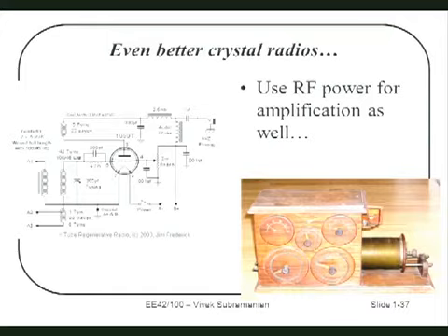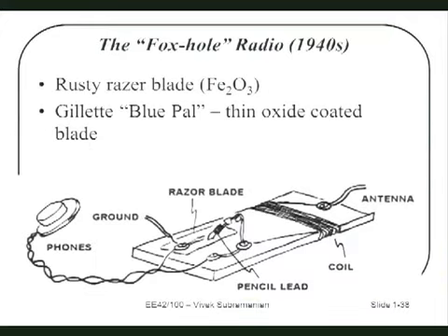Okay, this is that foxhole radio I was mentioning, where in World War I, they would take a rusty razor blade, iron oxide is a semiconductor, and then they would essentially make that into a diode and then try to use a headset to get radio transmission. You don't see these stops. You can't do this anymore because this is the old style razor blade.